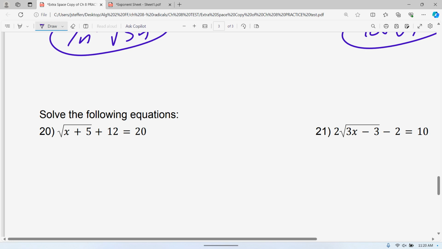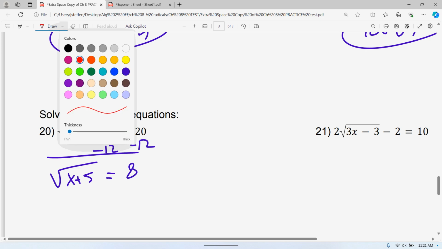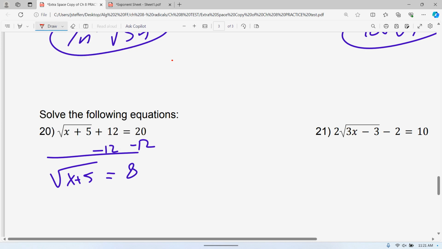So going back to these, we're going to solve the radical by itself first. So subtract 12 from both sides, and 20 minus 12 is 8, leaving the radical. Since this is a square root, I square both sides. That cancels.